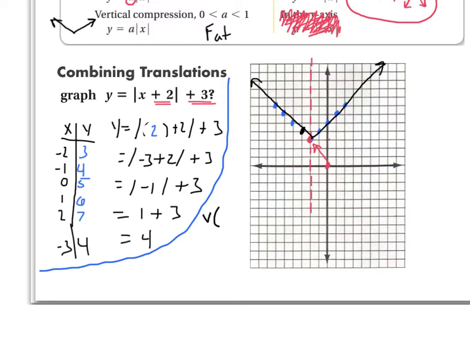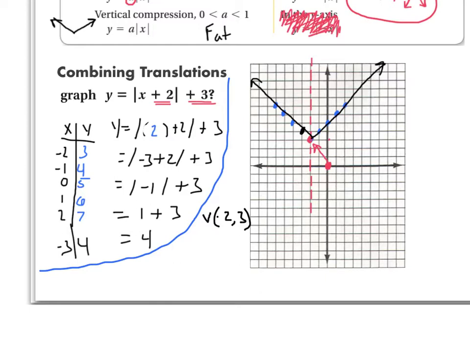Well, we said yesterday when we worked this problem that the parent function starts with a vertex at 0, 0. But in this problem, they have us moving to the left 2. Remember, x is hexed. Left 2, up 3. So by moving left 2, up 3, our new vertex is at negative 2, 3. Okay, that's the new vertex of our problem.